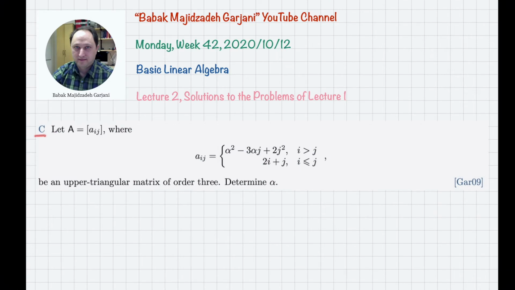Okay, problem C. Matrix A with entries Aij, where the Aij are defined according to these rules. They are equal to alpha squared minus 3 alpha j plus 2j squared if the i index is greater than the j index. And they are defined to be 2 times the i index plus the j index, provided that the i index is less than or equal to the j index. So this matrix is assumed to be an upper triangular matrix of order 3. We are supposed to determine the value for alpha.